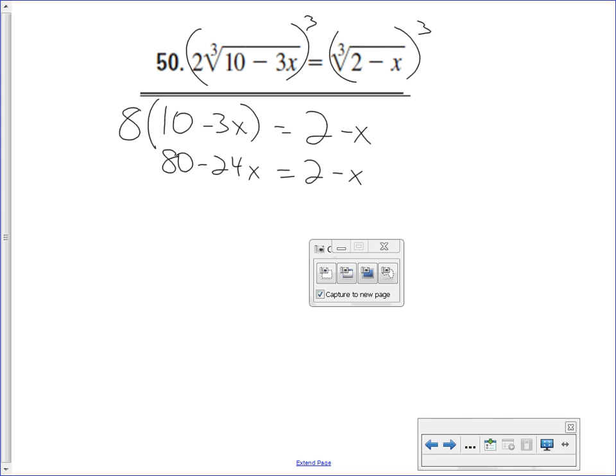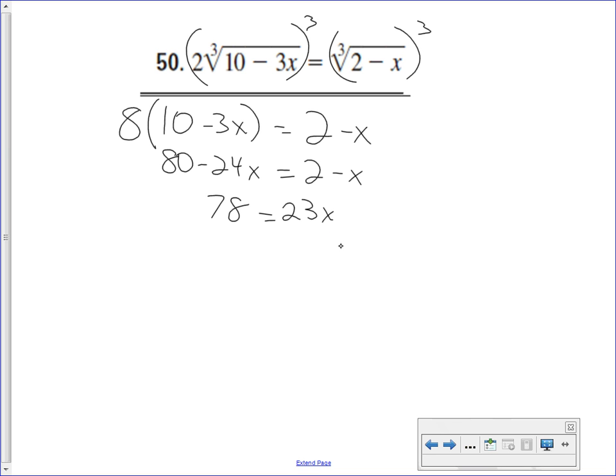Add 24, subtract 2. So is it 78 is 23x? It's another real god-awful fraction. You just got to substitute and check it. That's the easiest way to go on that one.